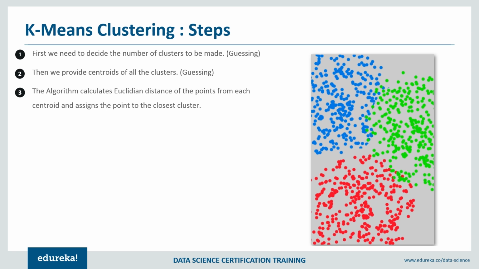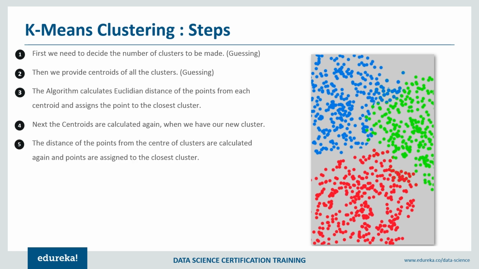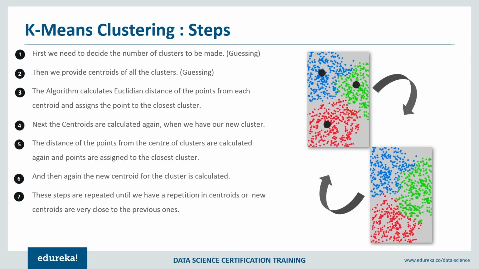The algorithm calculates the Euclidean distance of the point from each centroid and assigns the data point to the closest cluster. Now, Euclidean distance, all of you know, is the square root of the sum of the squares of the distance. So next, when the centroids are calculated again, we have our new clusters. For each data point, again, the distance from the points to the new clusters is calculated, and then again the points are assigned to the closest cluster. And then again, the new centroid is calculated.